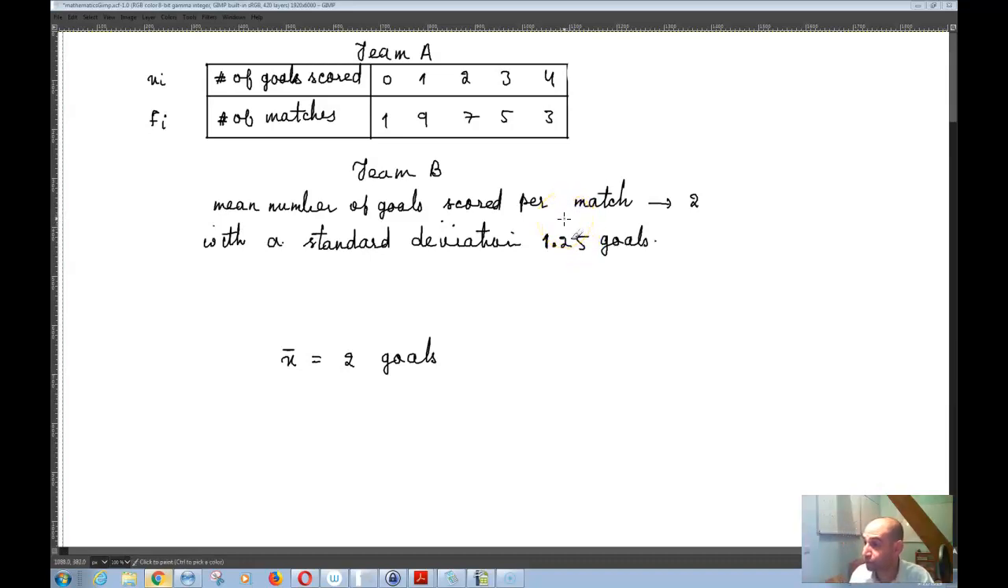Now, over here for team B, we said that the mean number of goals scored per match was 2, with the standard deviation 1.25 goals, and this is again the unit here. Okay, so that's basically a little bit to understand the measures that we have used so far.